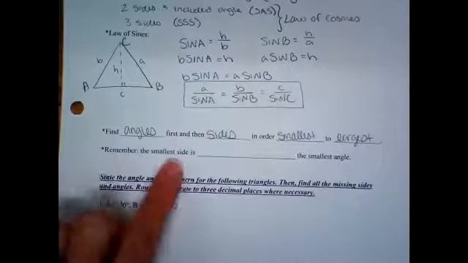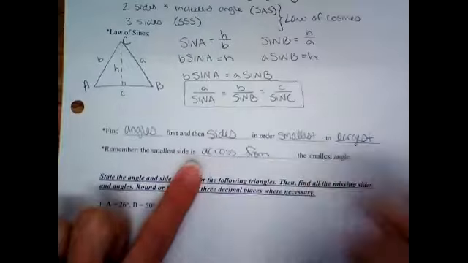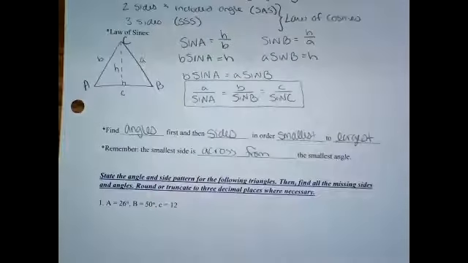And then remember, the smallest side is across from the smallest angle. The medium side is across from the medium angle and the largest side is across from the largest angle. So you can use that to kind of check your work. Because if you have a teensy little angle and you get an enormous answer for the side across from it, you can be like, oh, I probably typed something wrong or I set it up wrong.